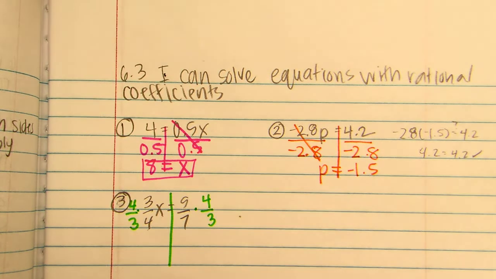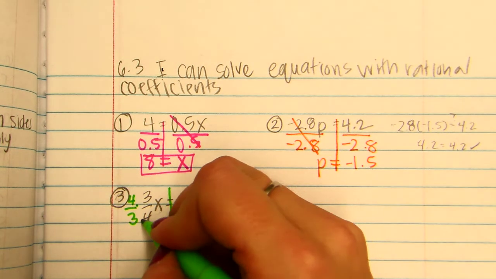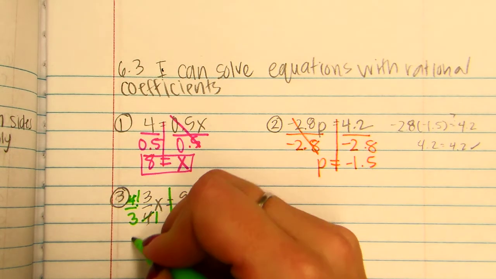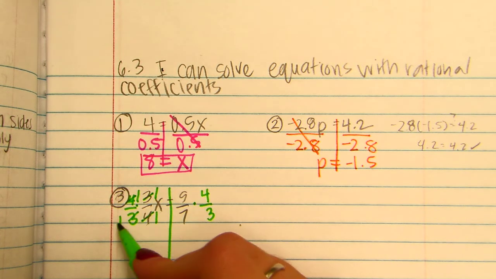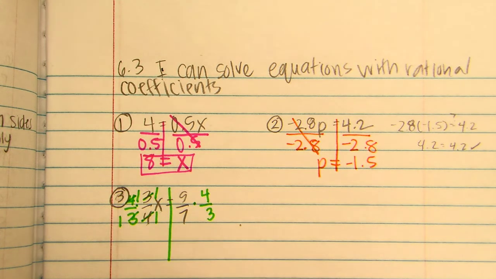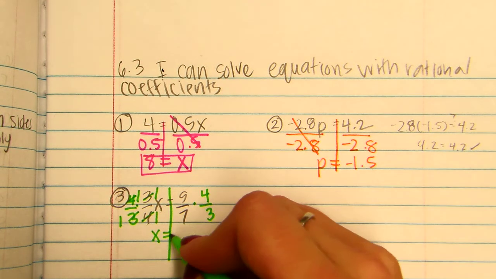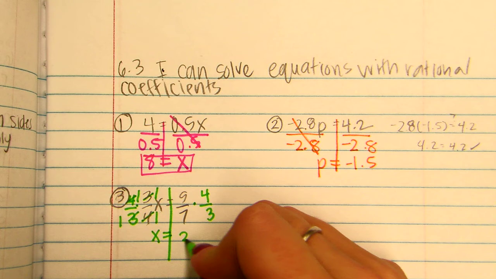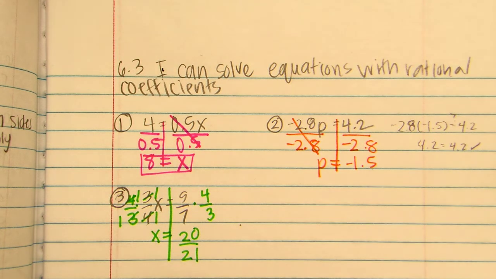And then on the left side of my equal sign, things are going to cross cancel. 4 goes in here one time and in here one time. 3 goes in here one time and in here one time. So I have 1 times 1 is 1 on top, 1 times 1 is 1 on the bottom. So I have 1x. I don't need to write the 1. And then over here I have 5 times 4 is 20. 7 times 3 is 21. And I should check and see if I can simplify, but I can't because nothing will go evenly into 20 and 21.